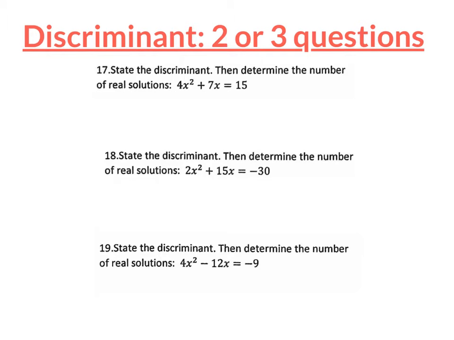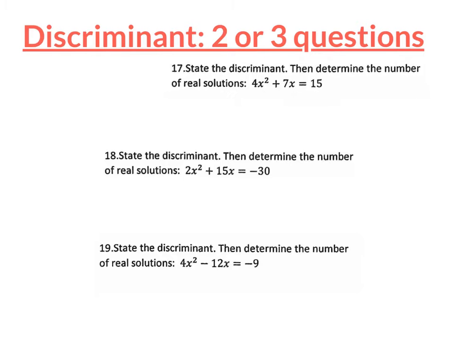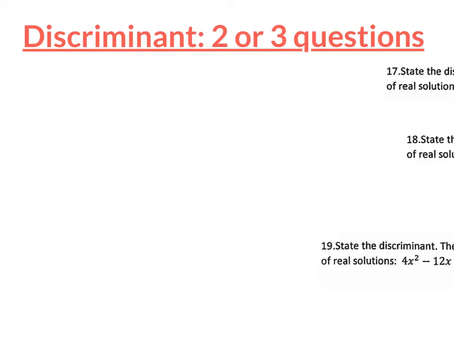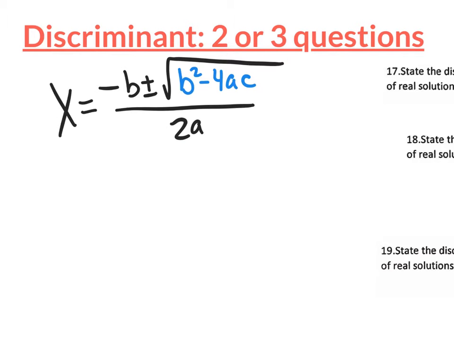There's going to be 2 or 3 questions on the discriminant, and we should give a quick explanation of what the discriminant is. The discriminant is in the quadratic formula. The discriminant is the value inside the square root, not including the square root. It's just the b squared minus 4ac.